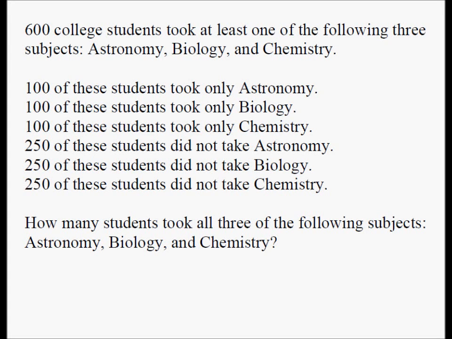600 college students took at least one of the following three subjects: astronomy, biology, and chemistry. 100 of these students took only astronomy. 100 of these students took only biology. 100 of these students took only chemistry.